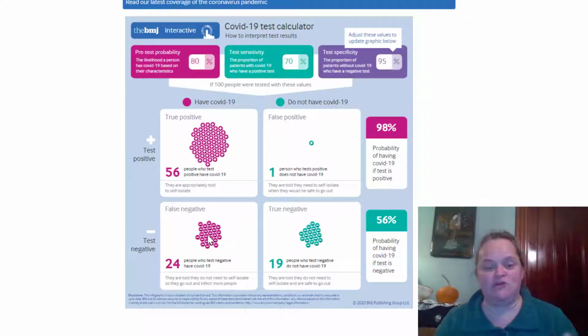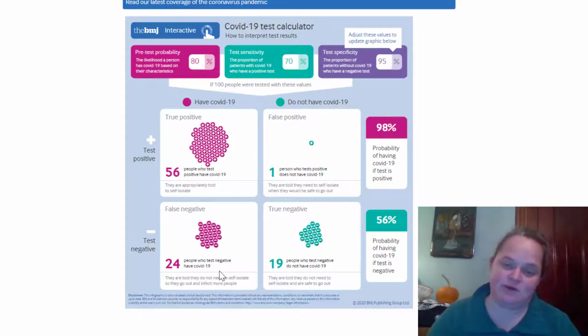Okay, so we're assuming 100 people, 80 of them have COVID. That's the 80% pretest probability. Of those 80, 70% will get a positive result. That's what test sensitivity tells us. So we end up with 56 instead of 80 people with a positive result. Then the false negatives are all those people who really do have the disease who test negative. And in this case, that's 30% of 80, so that's 24.